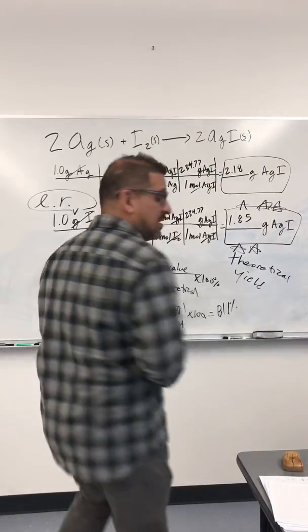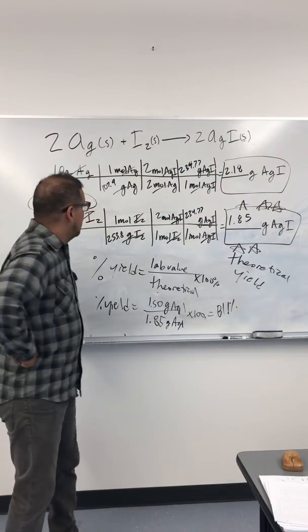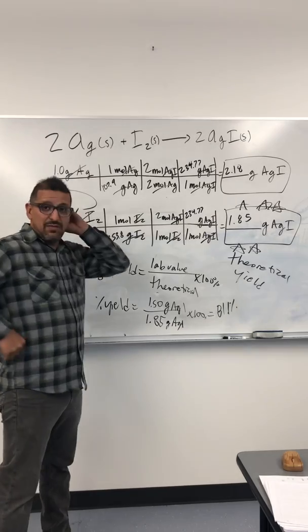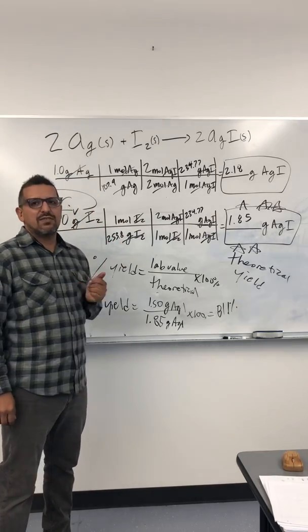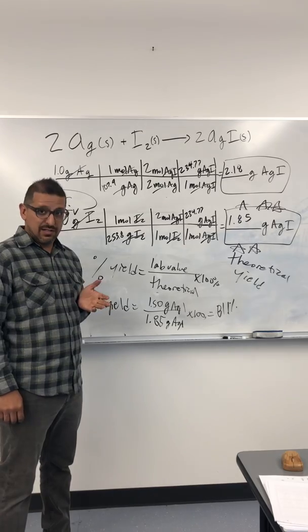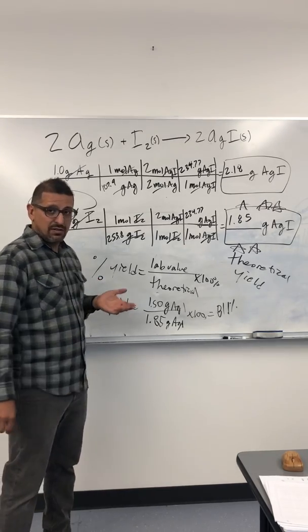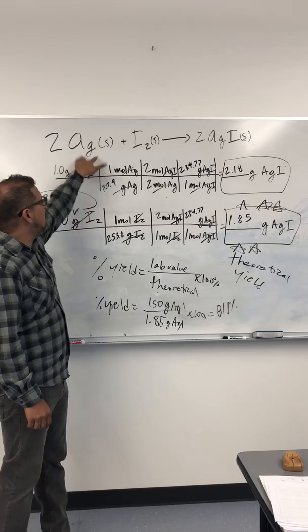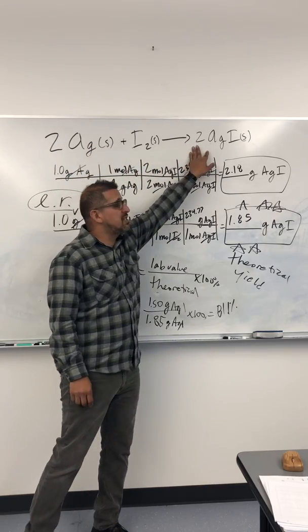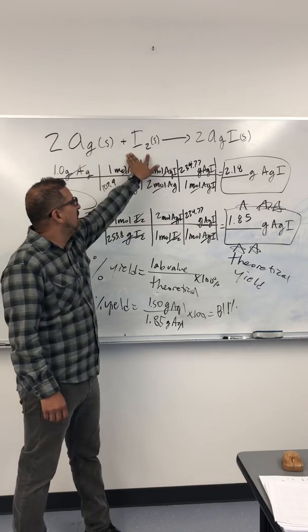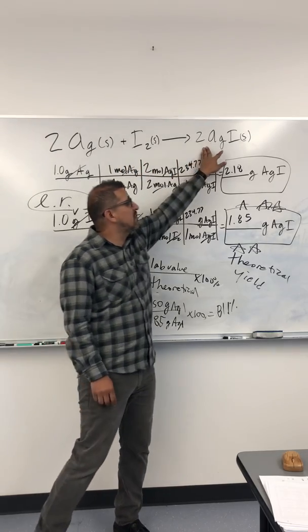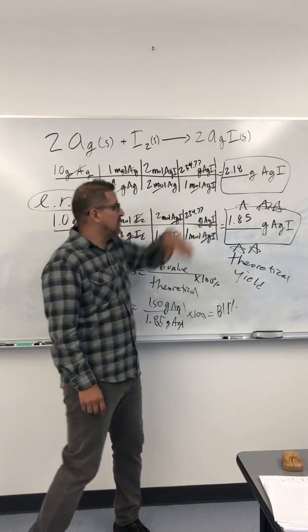All right, folks, let's talk about this here. In the previous problem, we found the limiting reactant by figuring out which one gave us the least number of products. Okay, so this is how we're going to do it. If I give you an equation that has 2Ag plus 1I2 gives you 2AgI, so this is 2 atoms of silver plus 1 molecule of I2 gives you 2 of these AgI units here.